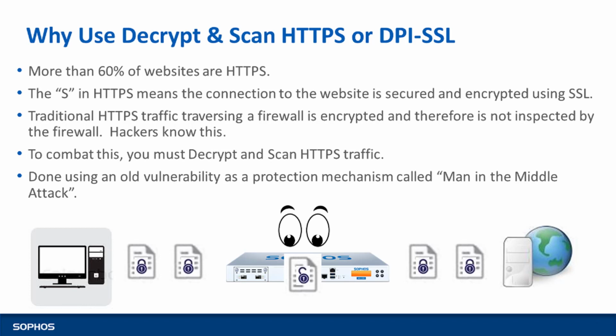This is done using an old vulnerability as a protection mechanism called man-in-the-middle attack. As data travels between you and the HTTPS website, the firewall sees that in the middle. The firewall then breaks open that SSL session, does its normal traffic scanning to make sure there's no vulnerabilities in that traffic, and then encrypts it back up and sends it on its way.